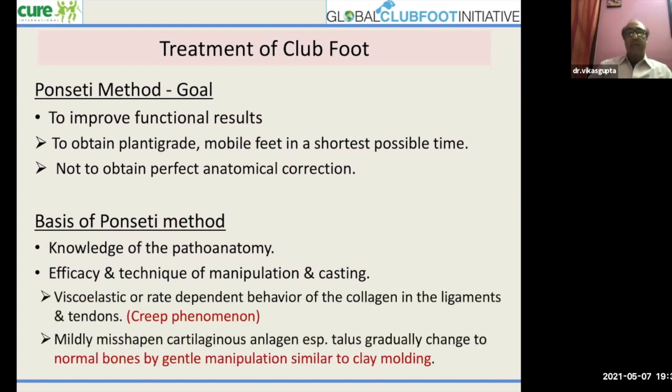That viscoelastic or rate-dependent behavior of the collagen in the ligaments and tendons, how they change their shape, and clay modeling, that misshapen cartilaginous analog, basically, of the talus. I told you that the talus is the most deformed bone. So it is soft, cartilaginous at the time of birth, and gradually changes to a normal bone by gentle manipulation and casting, which is similar to clay molding. So creep phenomena and clay molding are the basis of the Ponseti method.